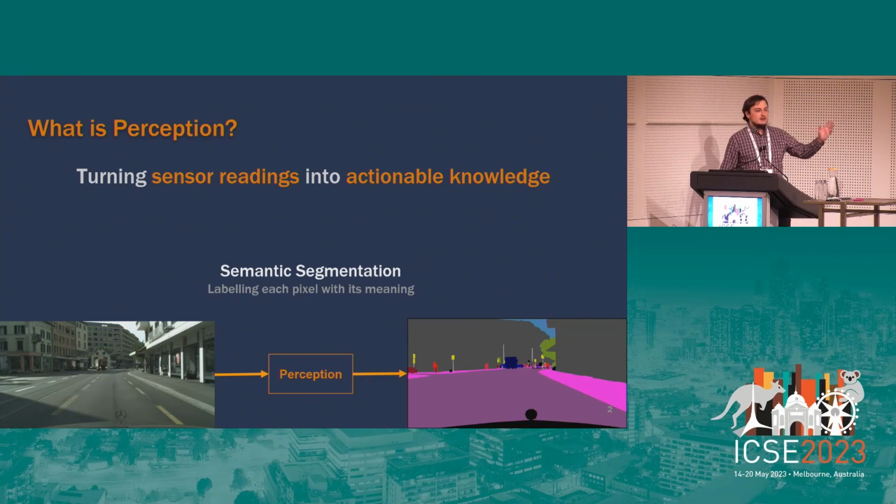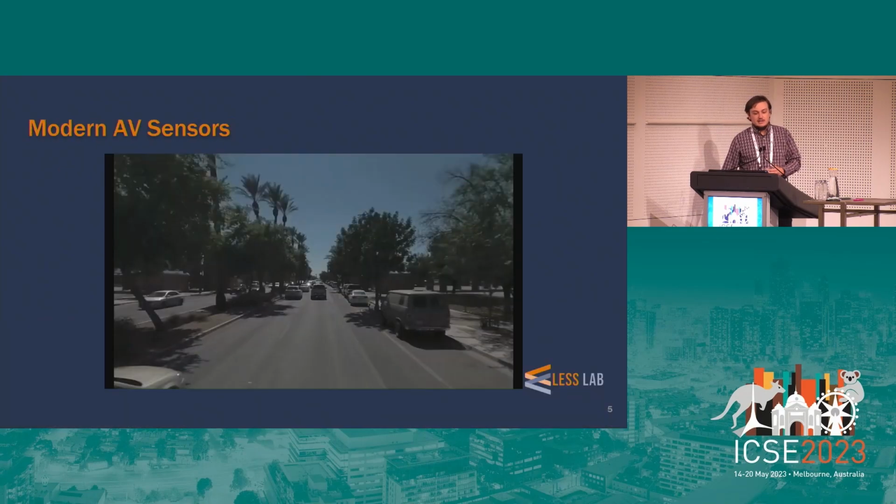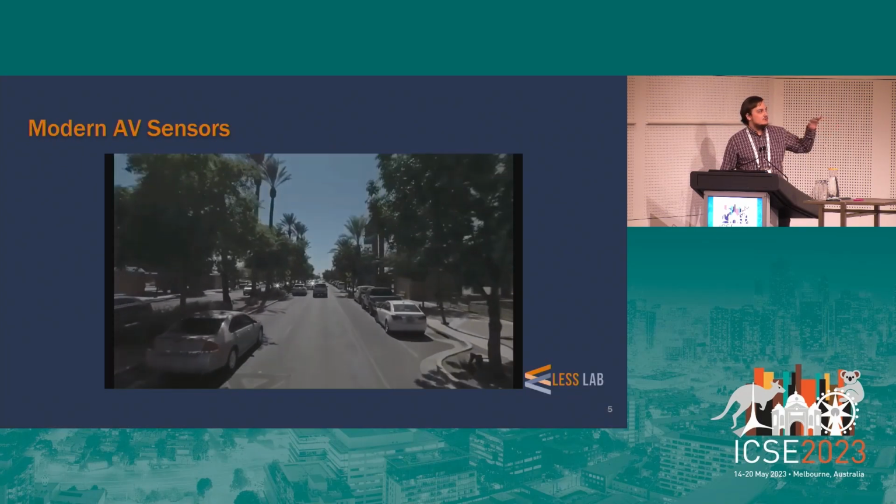So here, in the context of pictures, because those are easy to understand, we have labeled each pixel with what that pixel represents. The road is purple, the people are red, the cars are blue, and so on. But modern autonomous vehicles have more than just cameras on them, and so to get a feel for that, here is a video of a Waymo vehicle driving down the road.